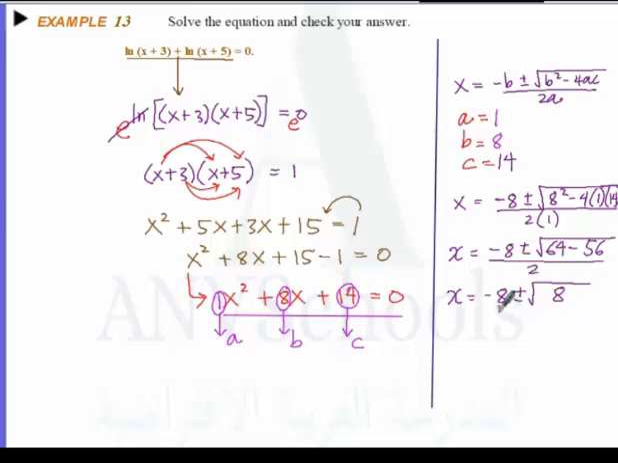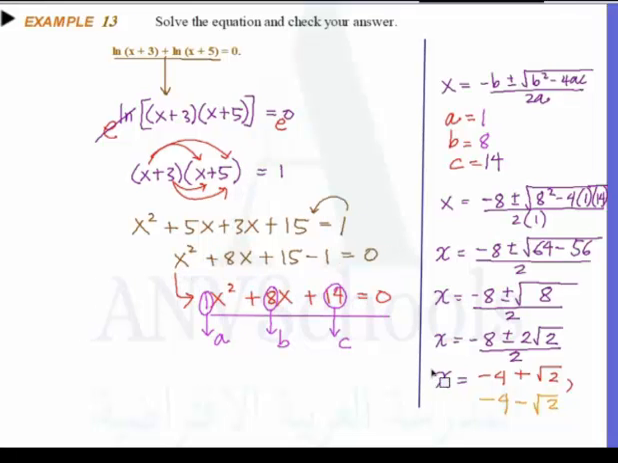All over 2, and x is equal to negative 8 plus or minus 2 square root of 2 all over 2. So x could either be negative 4 plus square root of 2 or negative 4 minus square root of 2. So these are the values for x.